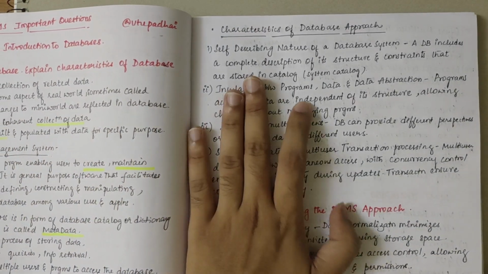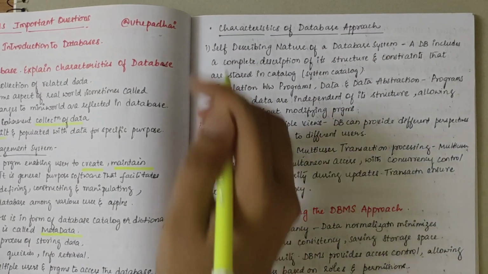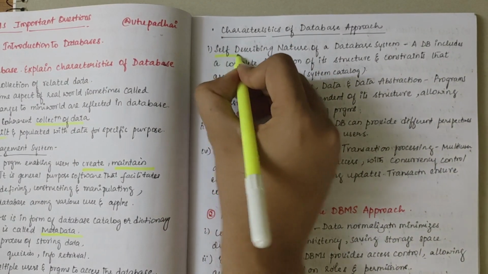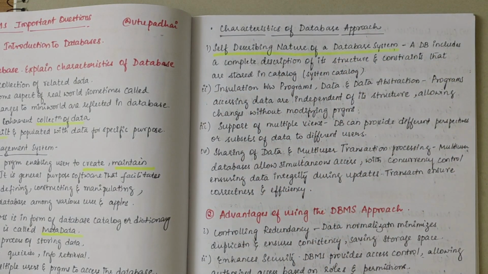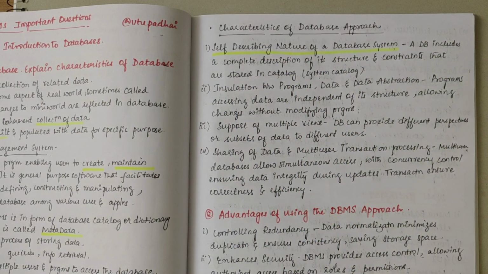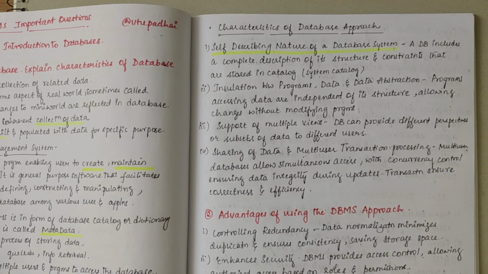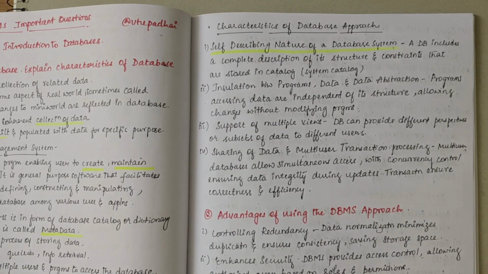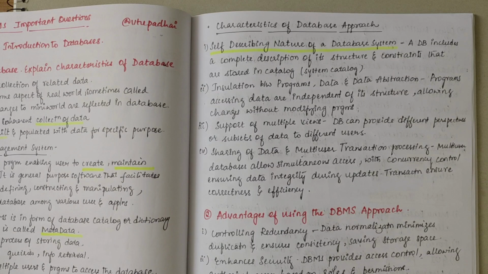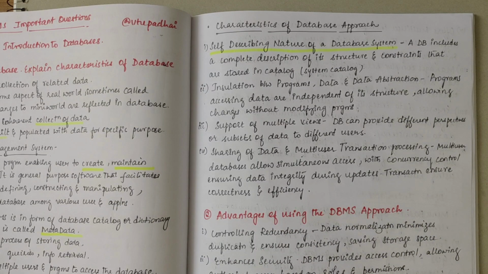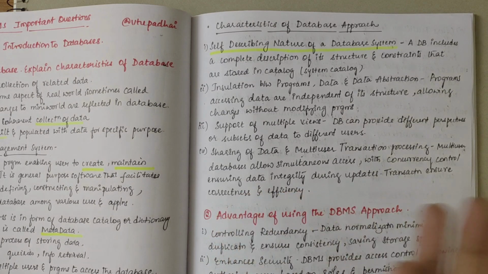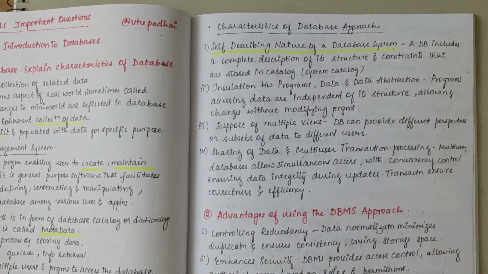Moving on, here we have the characteristics. First is the self-describing nature of a database system. The database includes a complete description of its structure and constraints that are stored in the catalog. If you use the DESC command, you'll get to know what constraints are used and what the structure of that particular table is.